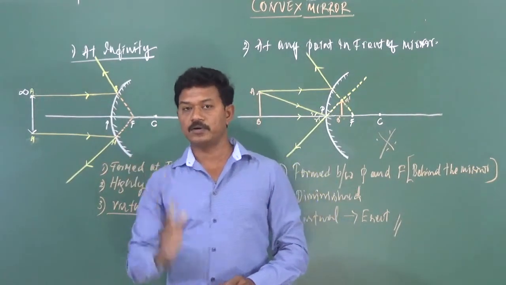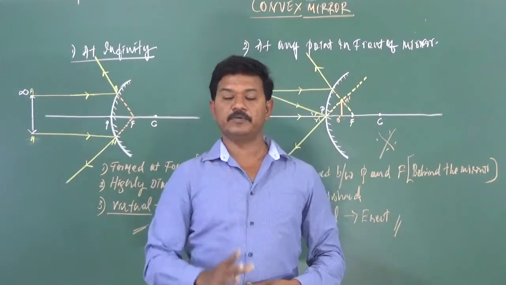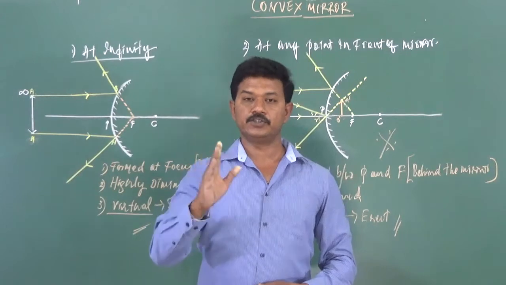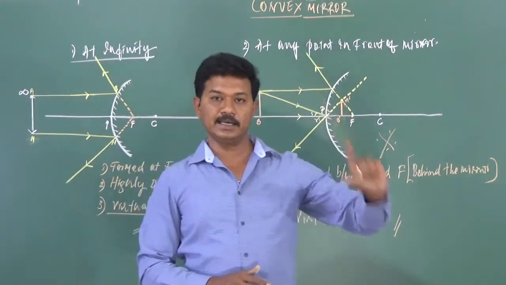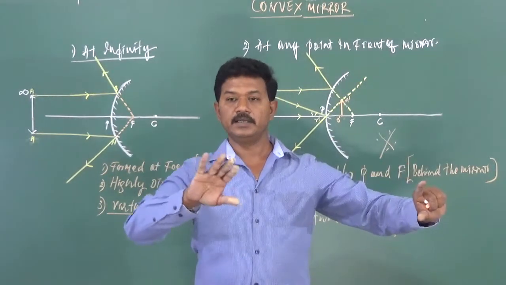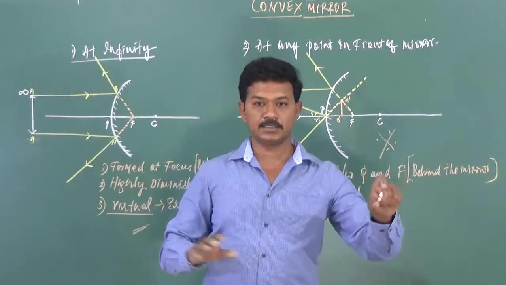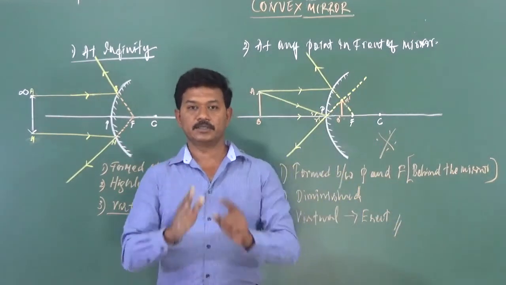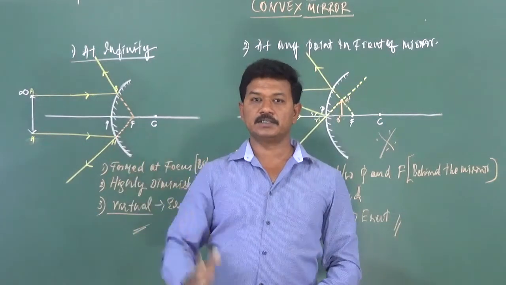When you come to convex mirrors, we have only one type of image which can be formed, which is virtual, erect and diminished. Here we have virtual, erect and enlarged in the case of concave. In the case of convex we have virtual, erect and diminished. It is enlarged, it is diminished. So these are the two major differences between concave mirrors and convex mirrors.